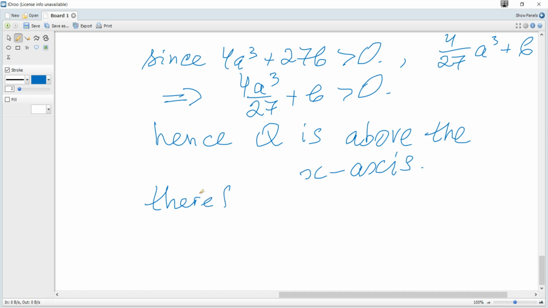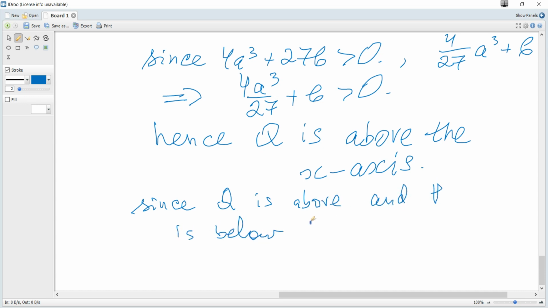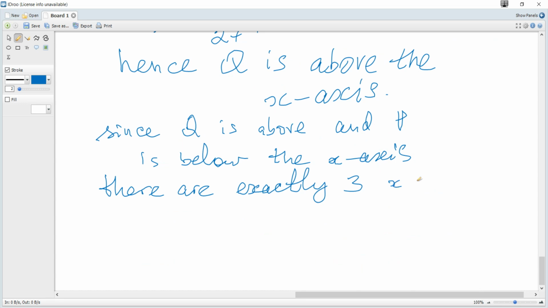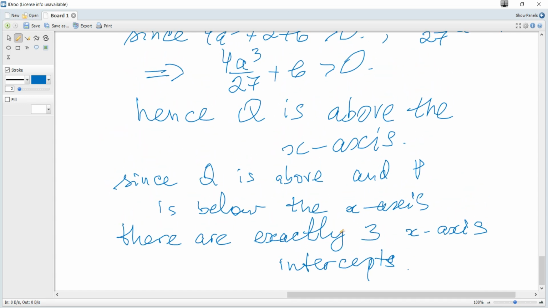And therefore, since Q is above and P is below the x-axis, there are exactly 3 x-axis intercepts as required. And that's all for this question.